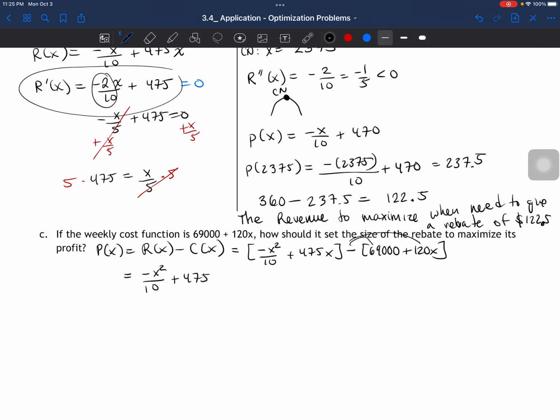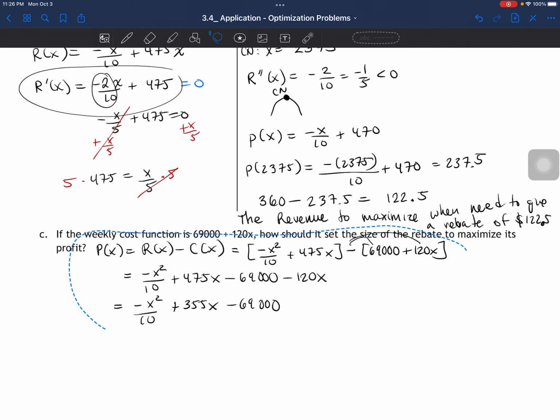So we end up getting negative x squared over 10 plus 475x minus 69,000 minus 120x. Right, so we will combine like terms, and we are getting negative x squared over 10 plus 355x minus 69,000. There you go.